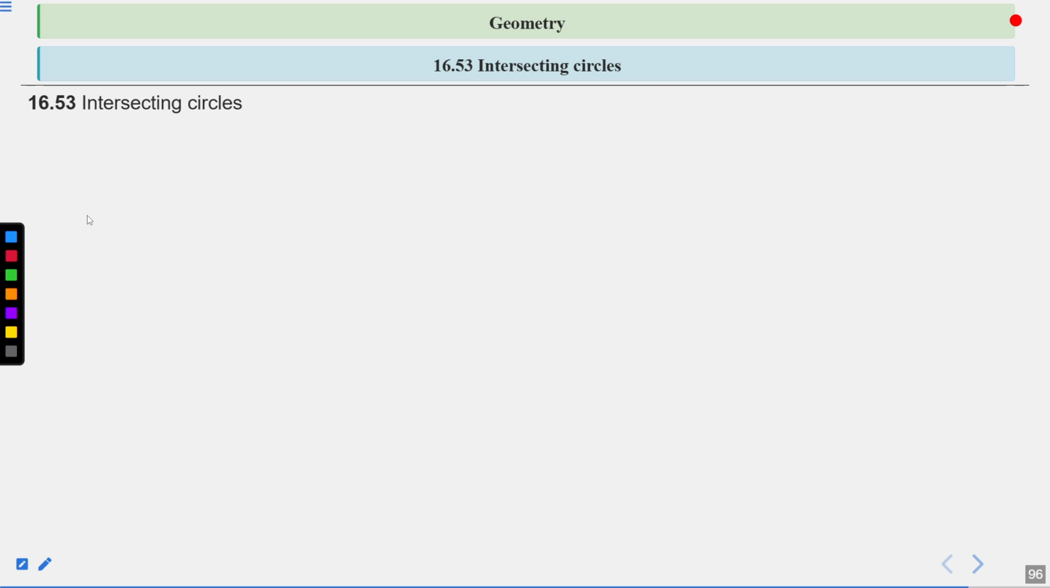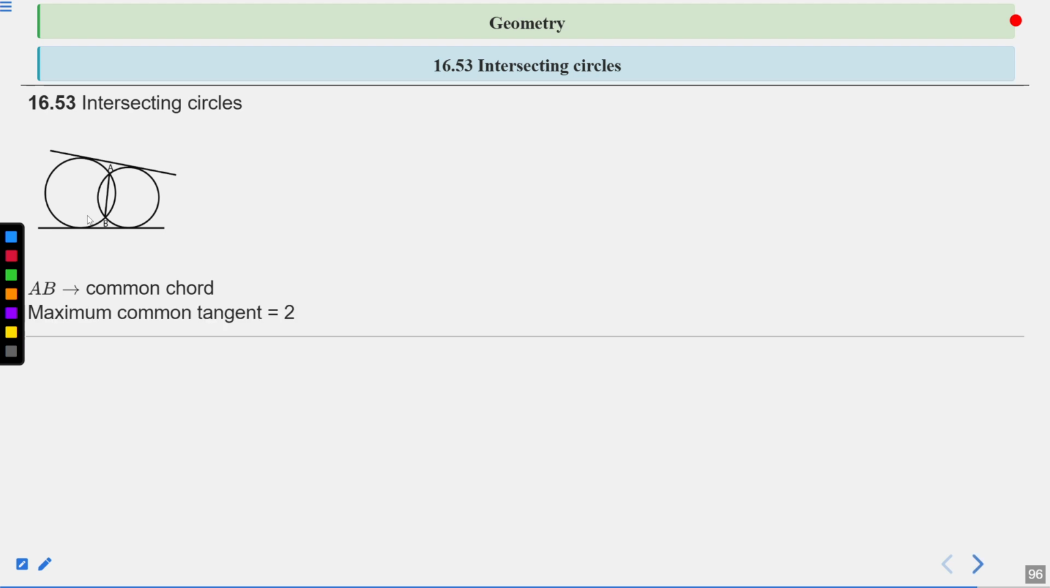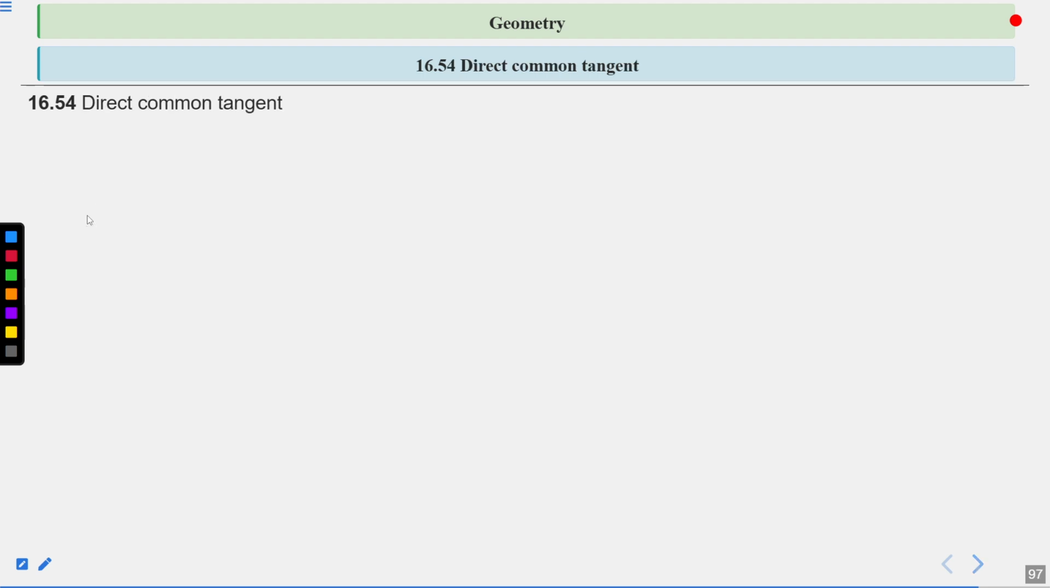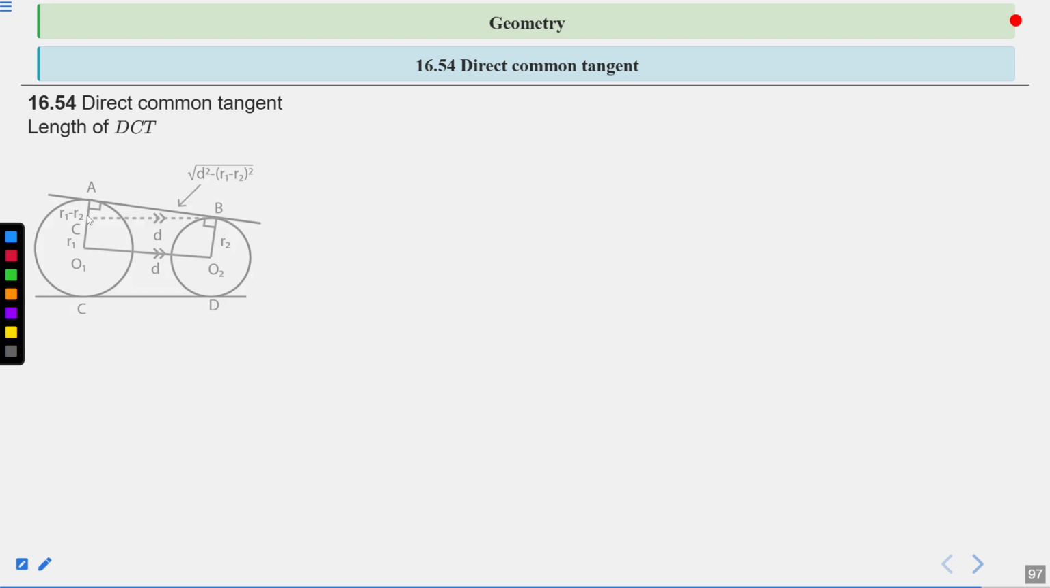Intersecting circles. This is the diagram of intersecting circles. AB is a common chord between these two circles. The maximum number of common tangents of these two circles is 2. Now the length of the direct common tangent of these circles, we can see in this diagram.